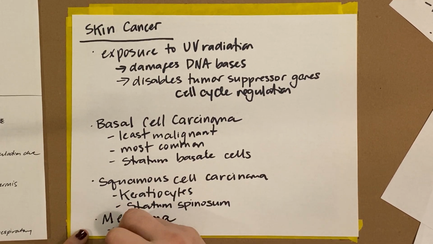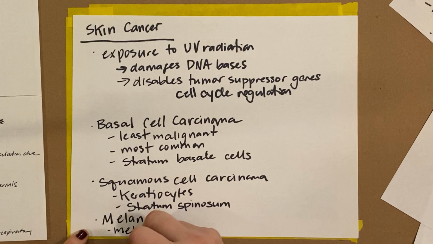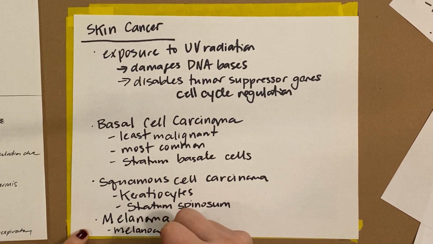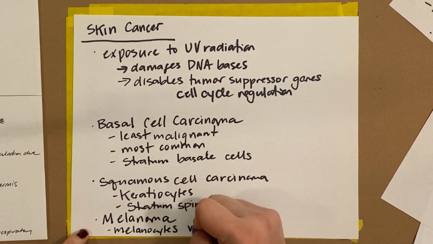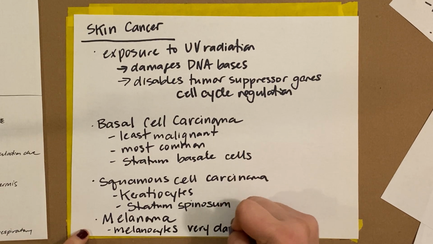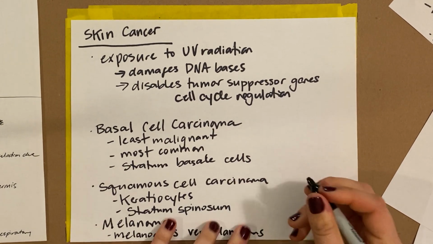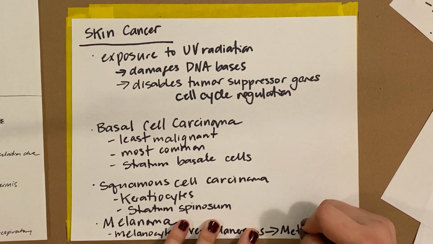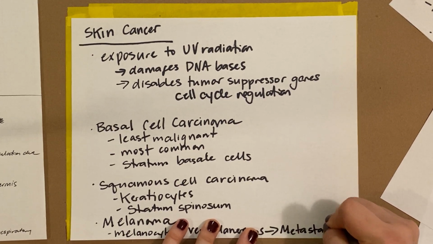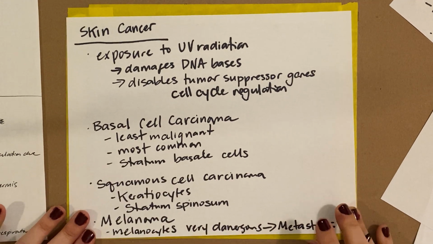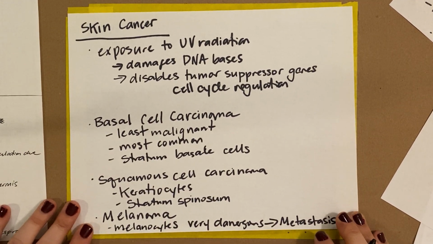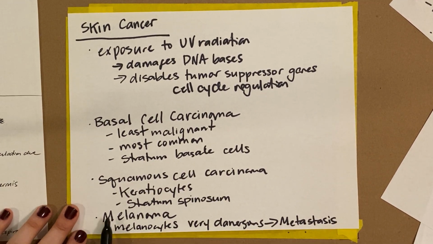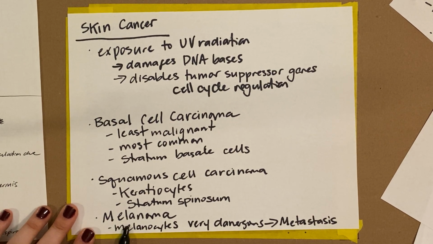Okay, these are going to affect the melanocytes. It's very dangerous because it is the most likely to metastasize, which means move to other parts of the body, which is more dangerous. So it could travel to different parts of your body, including different organs. So this one is very dangerous, okay?